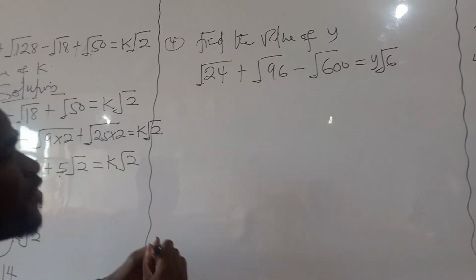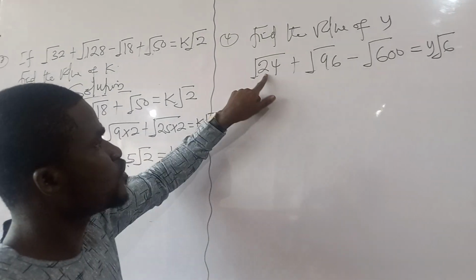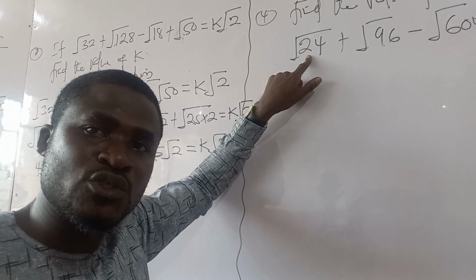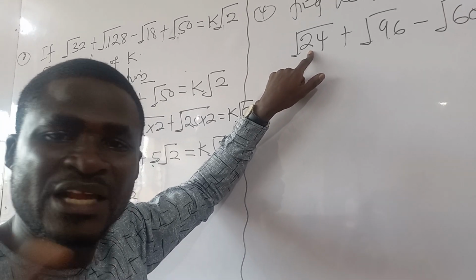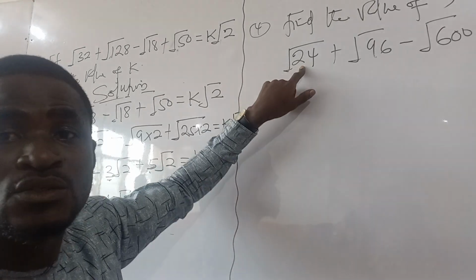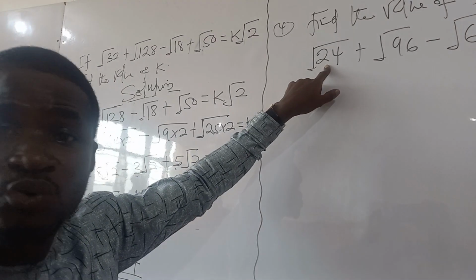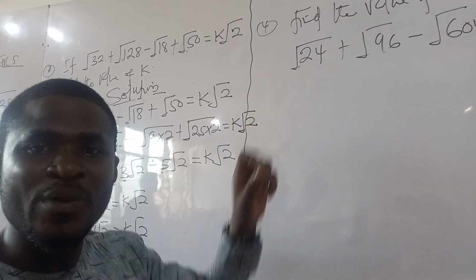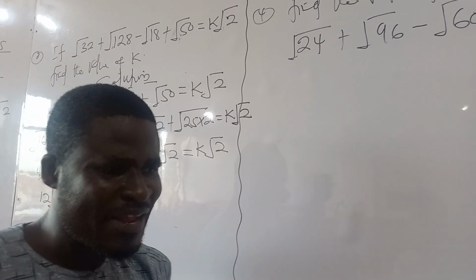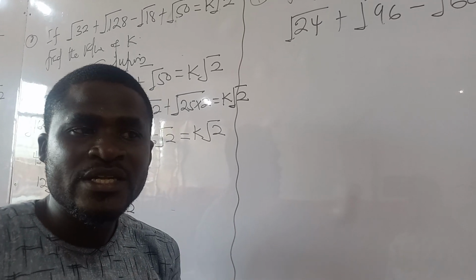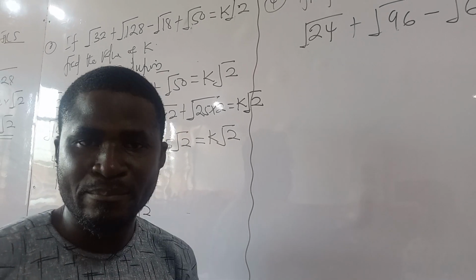Now, start from the lowest number. So, let's use 2. 2 times 12 will give you 24. But take note, you cannot square 12. So you can't use 2 and 12. No. So let's use 6 and 4, because we can square 4. Are you getting it? Because if you use 2 and 12, you can't square any of them.